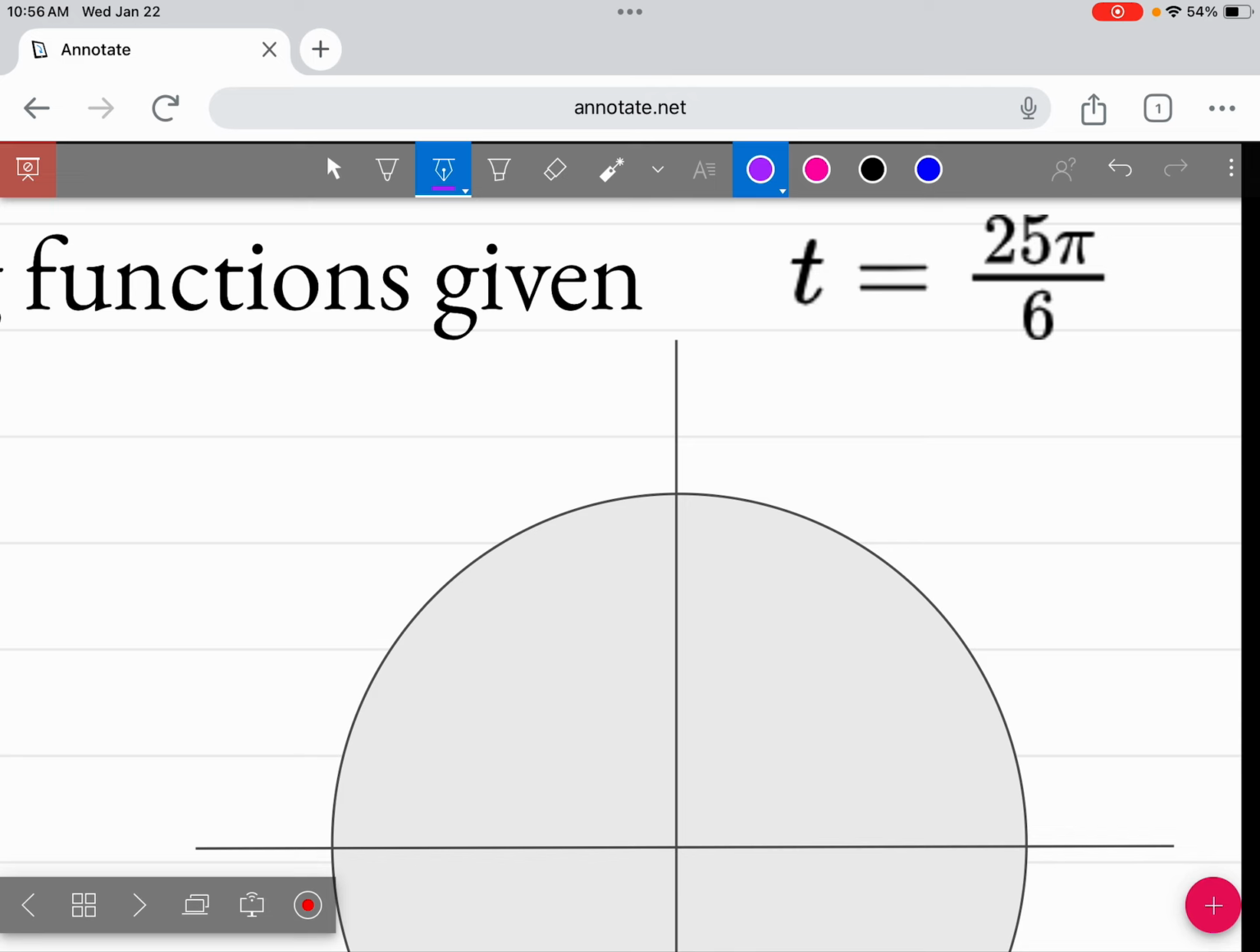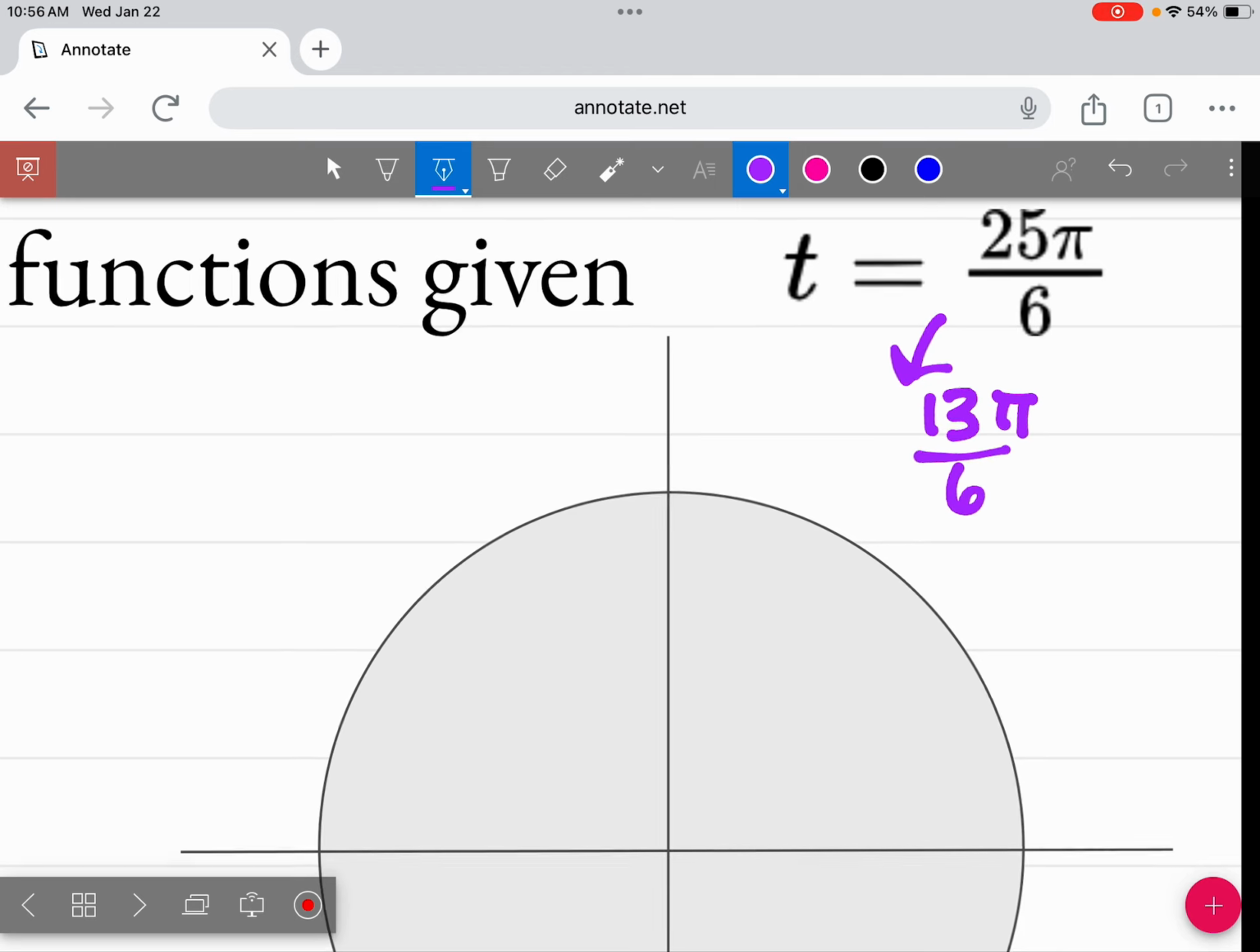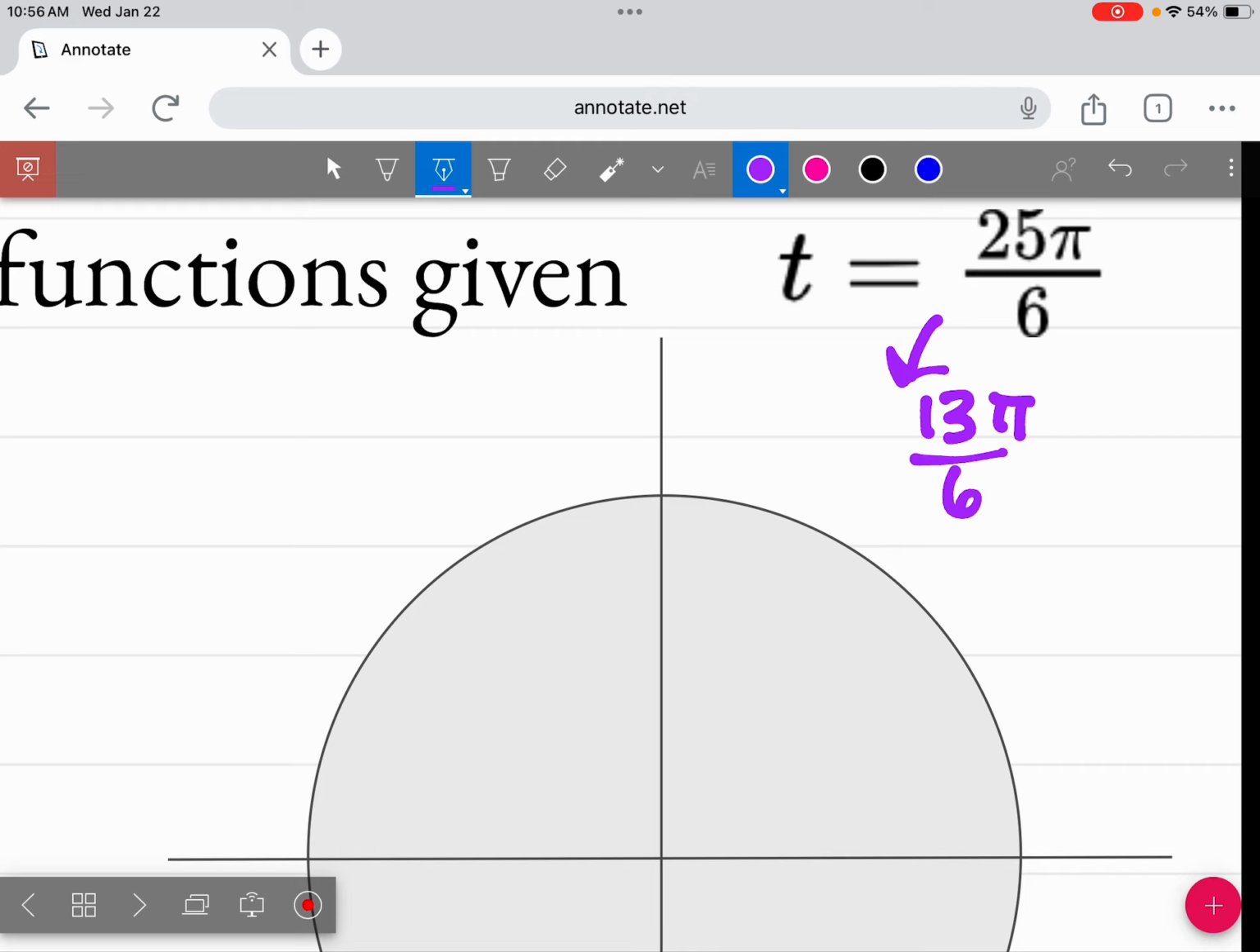Or in this case, so we have that common denominator, 12 pi over 6. So 25 pi over 6, if I go backwards around the circle once, we're going to have 13 pi over 6 because we're taking away 12. Which means this is coterminal with what else? Pi over 6.